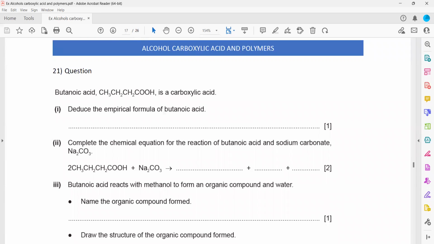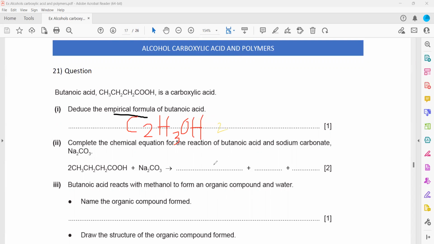So the first one: butanoic acid is a carboxylic acid. What is the empirical formula of butanoic acid? Empirical formula represents the simplest ratio. So we'll count all the atoms of the elements and take the simplest ratio. Yeah, that's right. Don't represent it in this manner, Muhammad Ashraf. I got C2H4O. Yeah. So C2H4O.